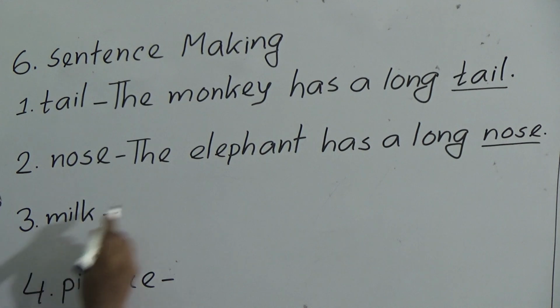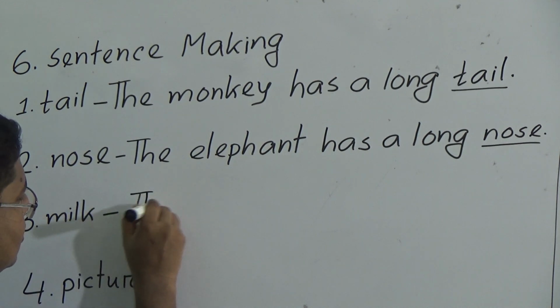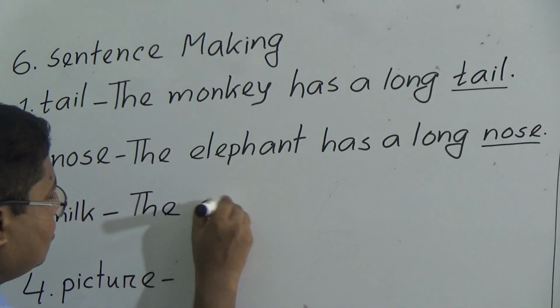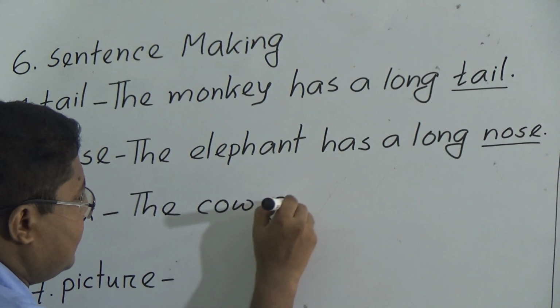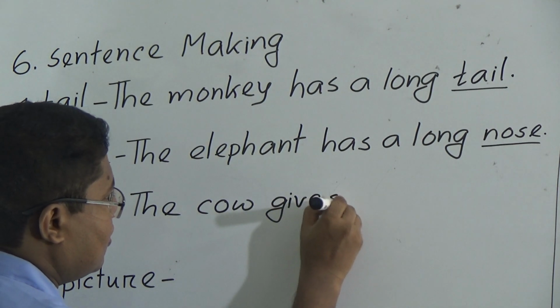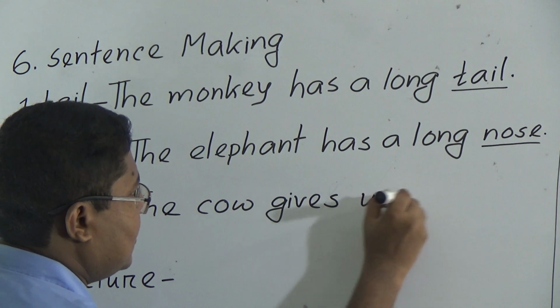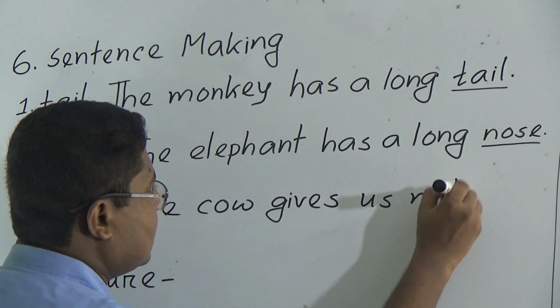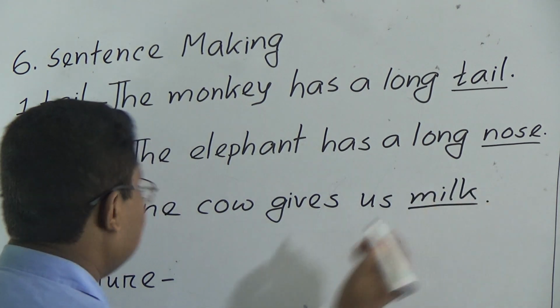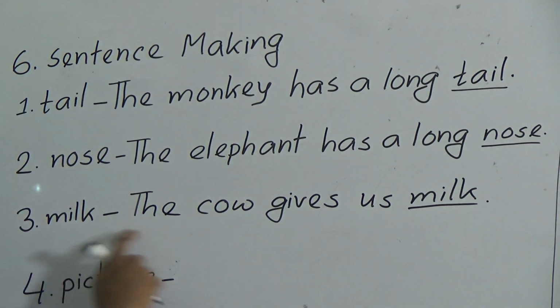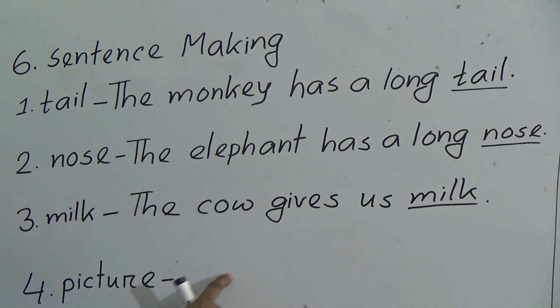So, milk. If I write, the cow gives us milk. This is one kind of sentence. You can write, I like to drink milk. Okay, this is also correct.